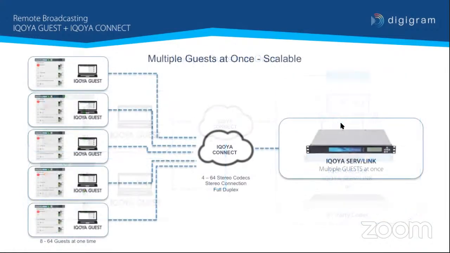But it gets even more interesting when we add a Servlink, because now with a Servlink, we can get up to quite a few guests at once. And because of this, we can now go to other applications like remote translation, distance learning for schools and universities, and virtual trade shows where you have panelists contributing high quality audio to the meeting. Akoya Guest becomes extremely valuable in all of these different scenarios. And while it says 8 to 64 guests at once, that would be stereo. We can do mono and double that number. We can add multiple boxes at this end to get even more going on.